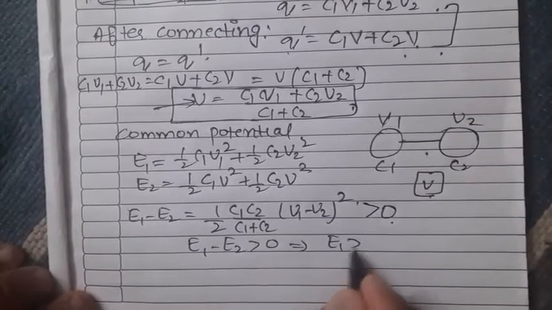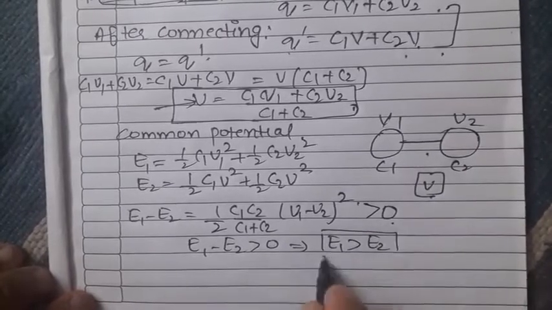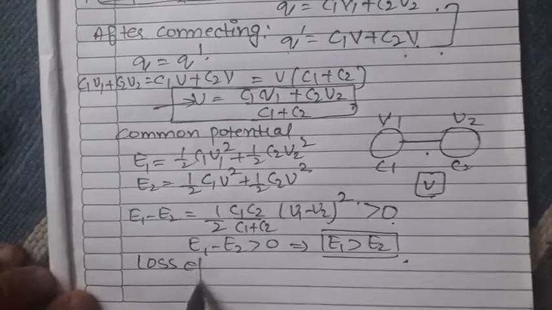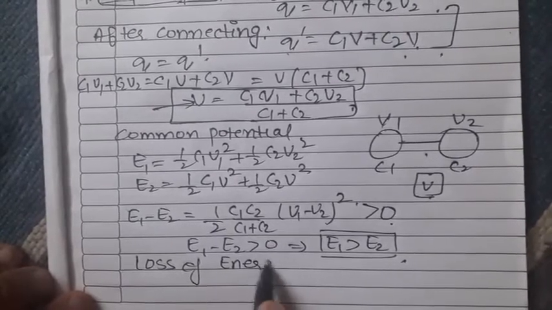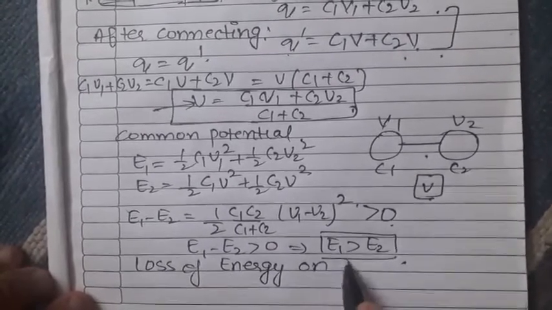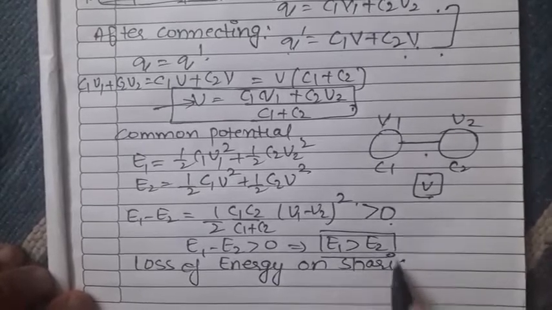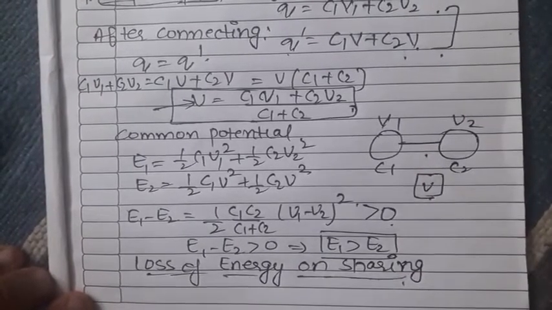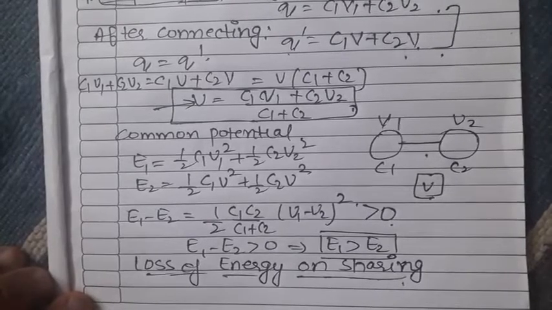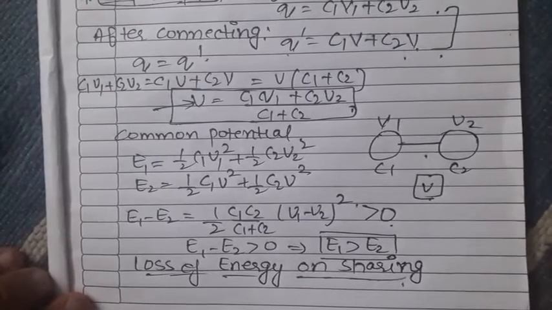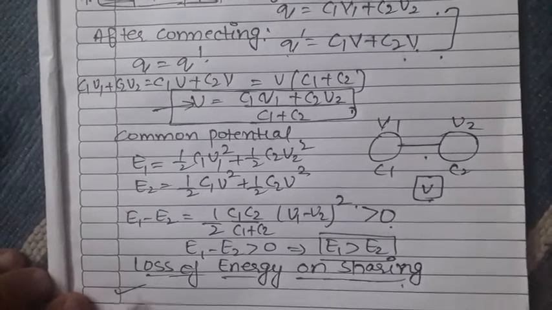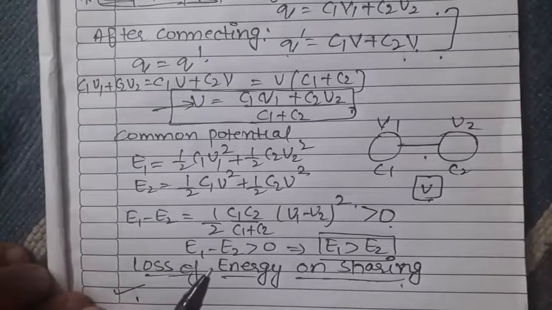This implies E1 is greater than E2. What does it mean? It means there is a loss of energy on sharing. You have to remember this. There is a loss of energy on sharing. Clear? So this is regarding this.